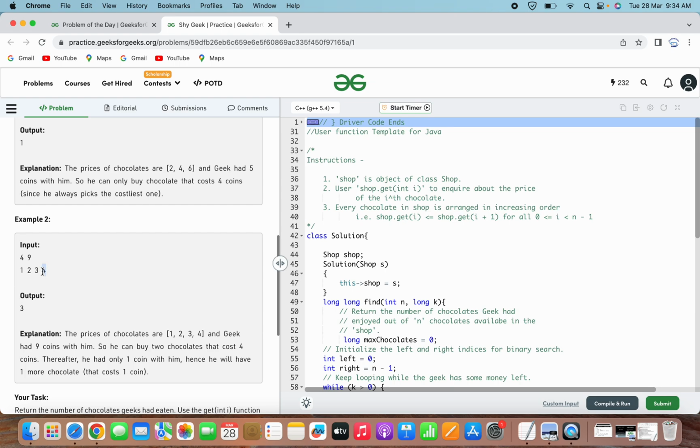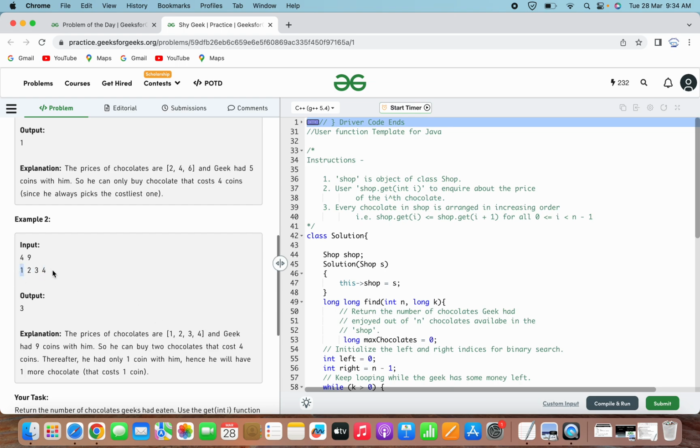So he has 9 coins, and since he wants to taste the costliest ones, he will buy 2 chocolates with the price of 4. So it will be 4 plus 4, that will be 8. 8 coins would be exhausted. After that he had only 1 coin with him.